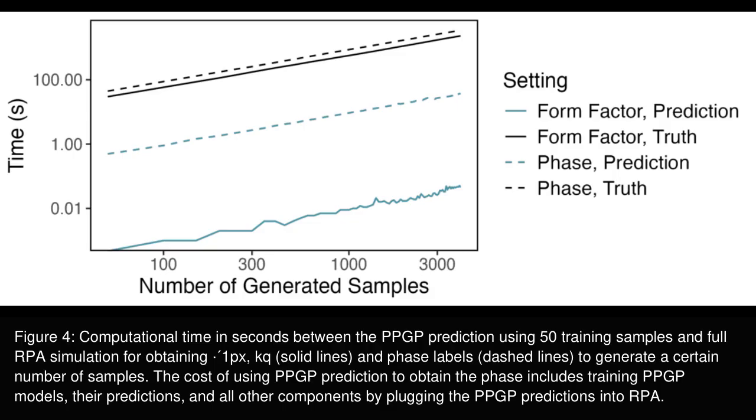The figure demonstrates that the surrogate approach significantly reduces computational cost, especially as the number of samples grows. This efficiency enables rapid phase screening that would be computationally prohibitive using direct RPA simulations alone. Thus, this figure validates the surrogate's utility in accelerating large-scale phase behavior exploration.